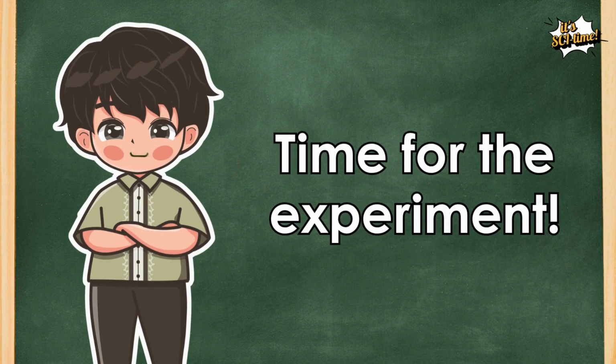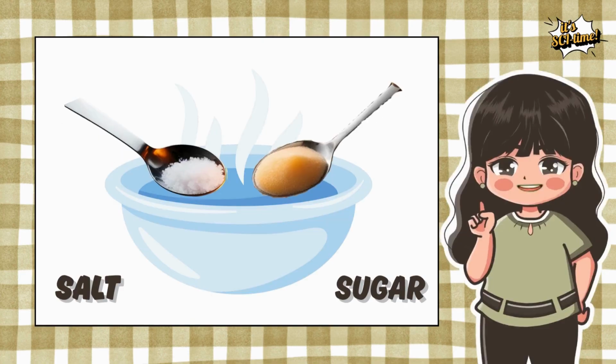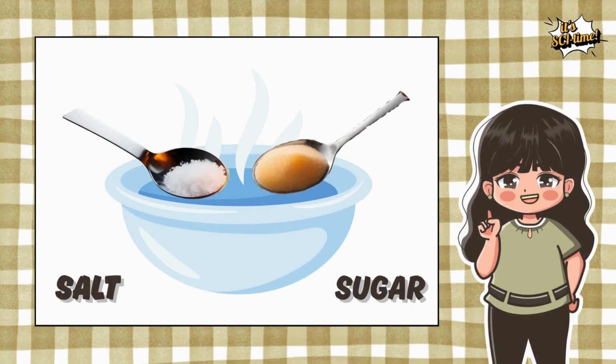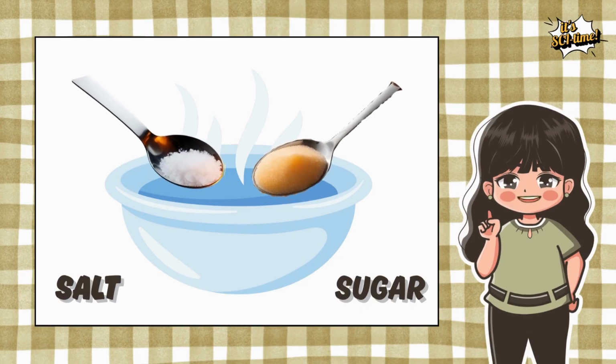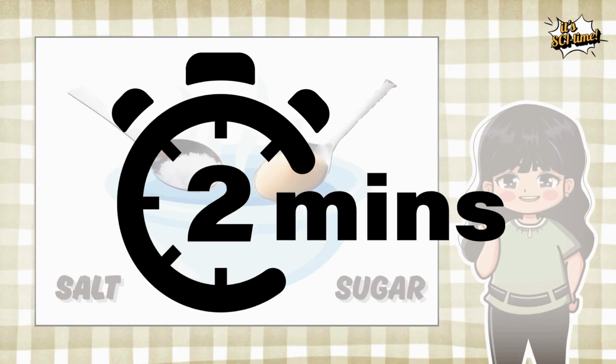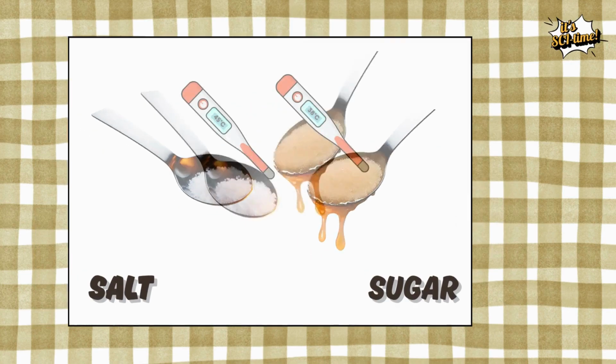Time for the experiment. First, record the initial temperature of both spoons. One spoon with salt, the other spoon with sugar. Next, carefully place the edge of each spoon into the hot water, avoiding full submersion. Let it sit for exactly 2 minutes. After that, remove the spoons and immediately record their temperatures.